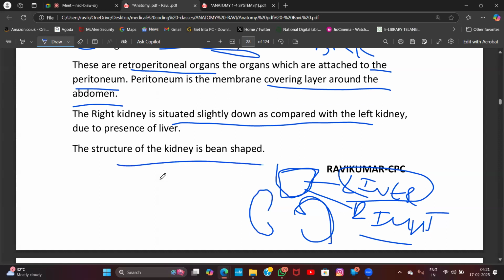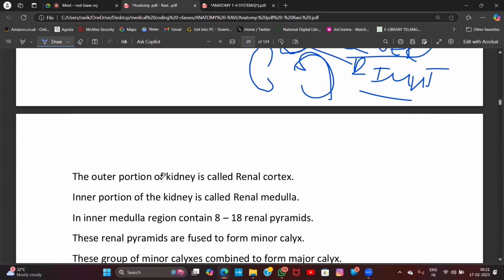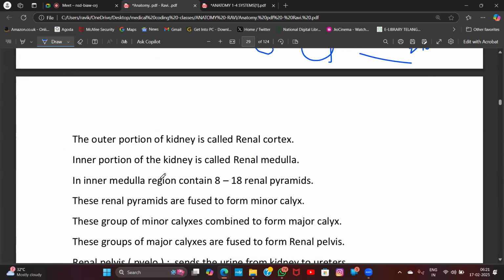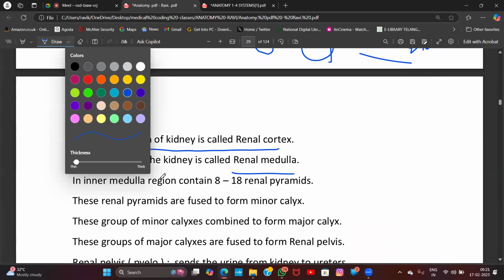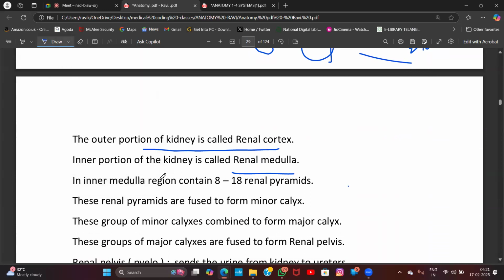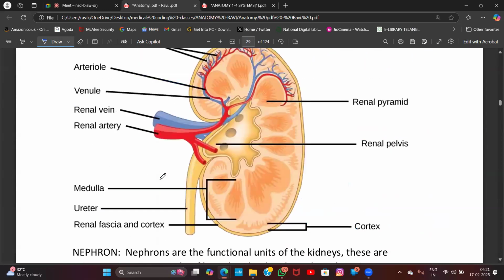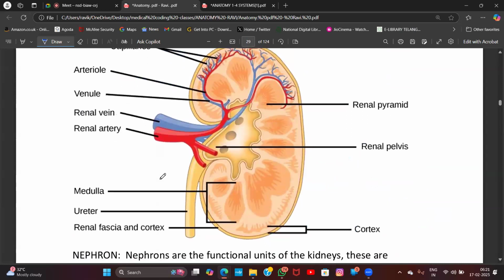Then the structure of the kidney: it is bean shaped. The kidney is divided into two parts: the outer renal cortex and the inner renal medulla. I'm going to tell you in detail. The outer part of the kidney is called the outer renal cortex.